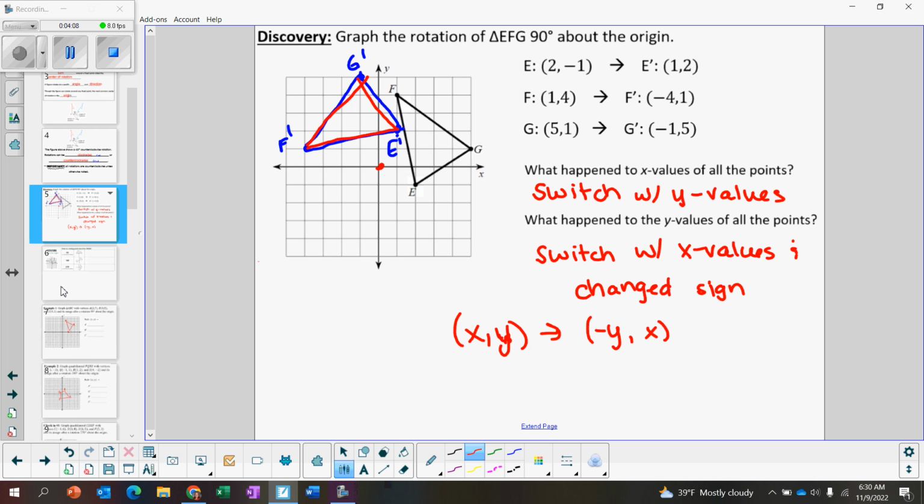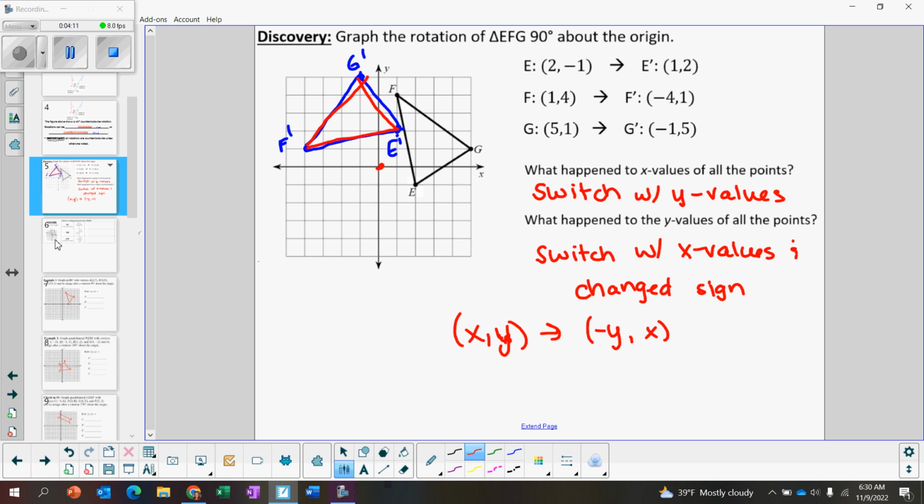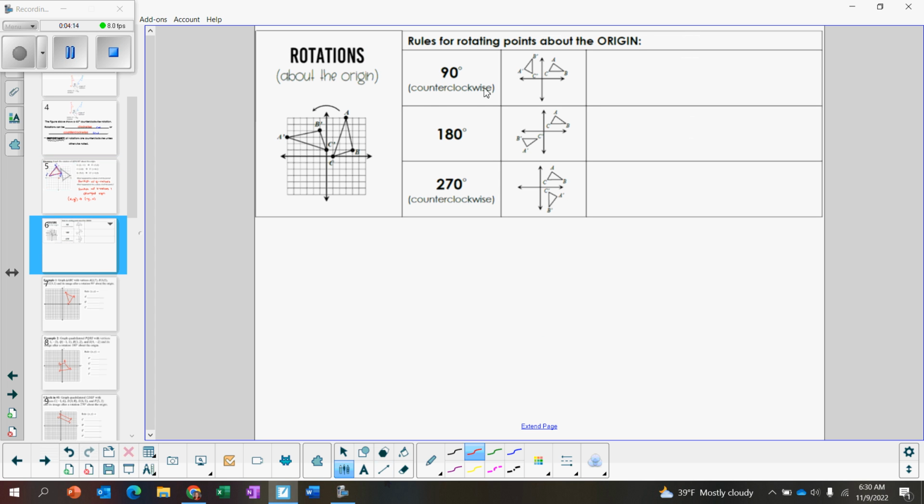So there's actually 3 rules, one for 90, one for 180, one for 270 when we rotate around the origin. Our rule for 90 degrees counterclockwise, we just said, is (-y, x). Our rule for 180 is (-x, -y). So both of them change their signs from whatever sign they were to the opposite. And then 270 is (y, -x). So it's similar to 90. They switch, but now instead of the first spot becoming the opposite sign, the last spot becomes the opposite sign. And I remember that because 90 comes first, so I do the first spot. 270 comes last, so I do the last spot.